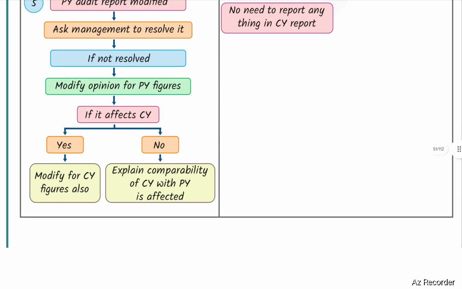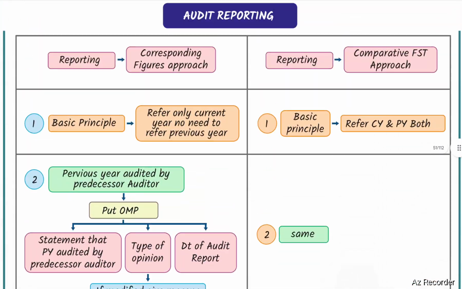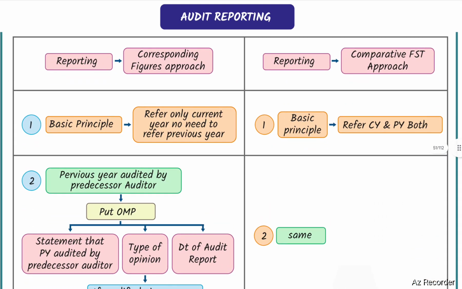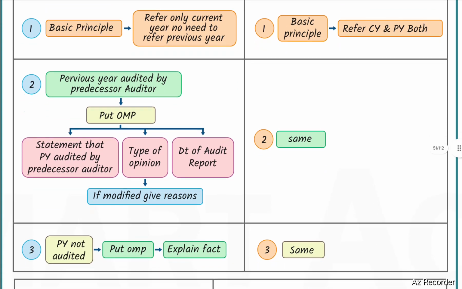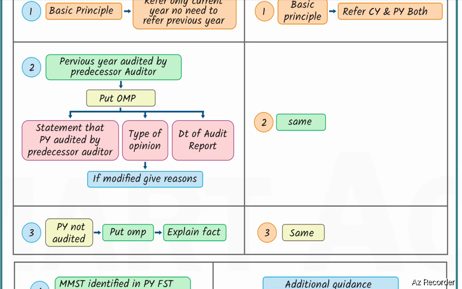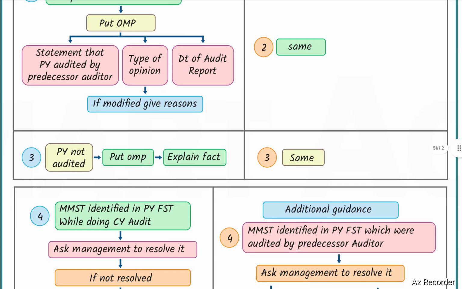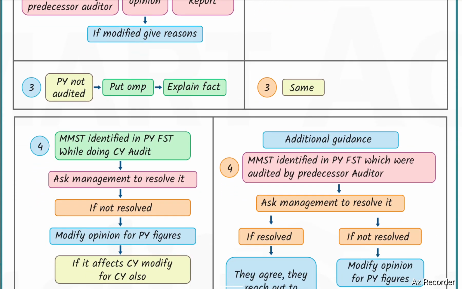Next, the audit report in case of the comparative financial statement approach. Basic principle: refer to the current year and previous year both. Next, if the previous year was audited by a predecessor auditor, put it in the other matter paragraph, a statement that the previous year is audited by a predecessor auditor, the type of opinion, if modified, give reasons, and the date of the audit report. Next, if the previous year was not audited, put it in the other matter paragraph and explain the fact.